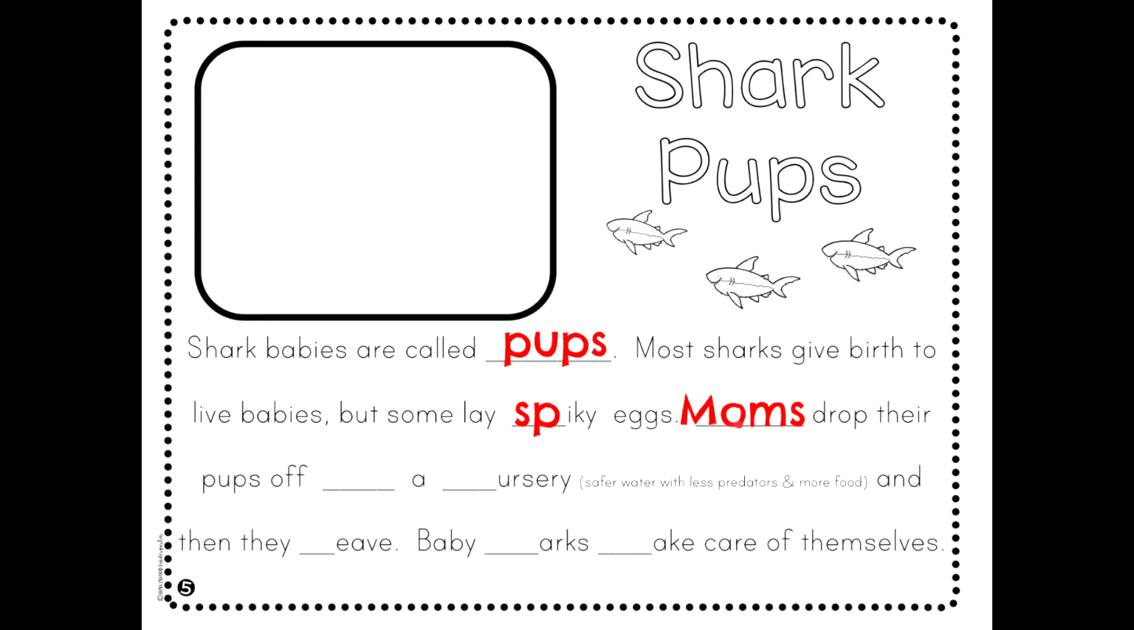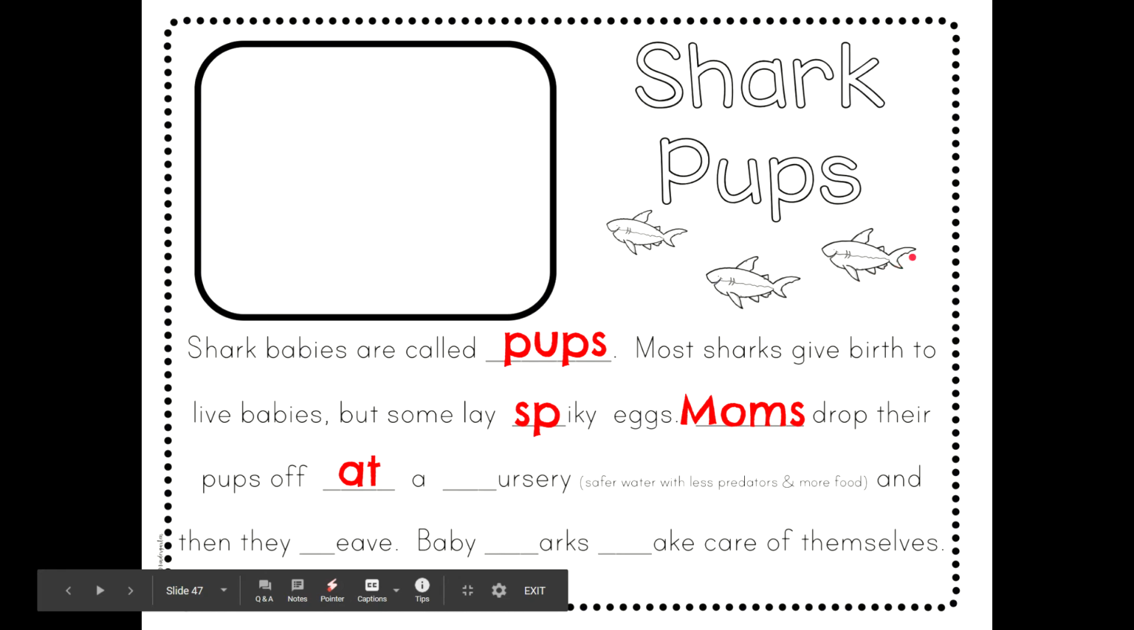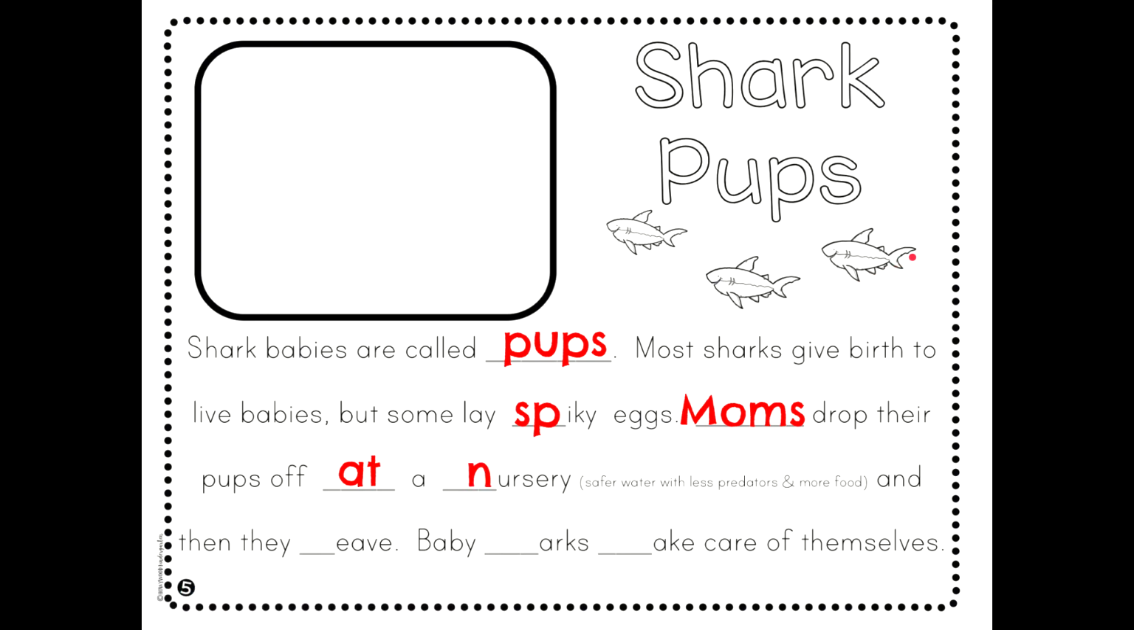Moms, M-O-M-S, moms, drop their pups off at, A-T, at, a nursery, N for nursery, which is where there's safer water with less predators and more food. And then they leave, L for leave. Now, this is not like most animal moms.